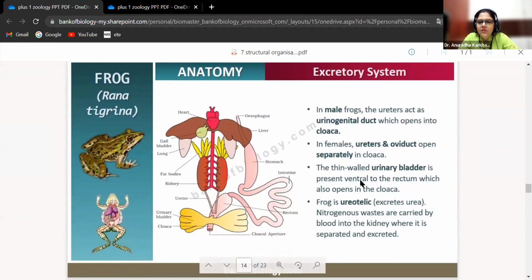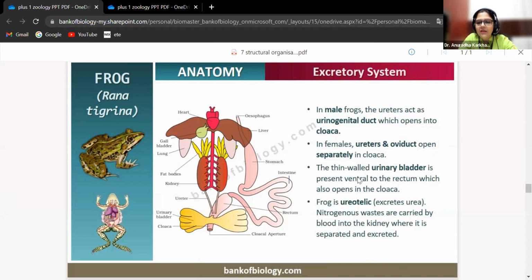Then, in male frog, the ureters act as urinogenital duct which open into the cloaca. In females, ureters and oviduct open separately in the cloaca. The thin wall urinary bladder is present ventral to the rectum, which also opens in the cloaca. In case of frog, both are going to be same.